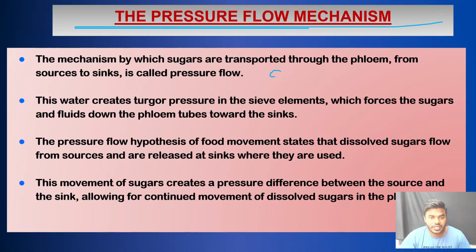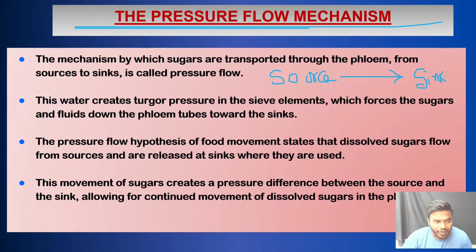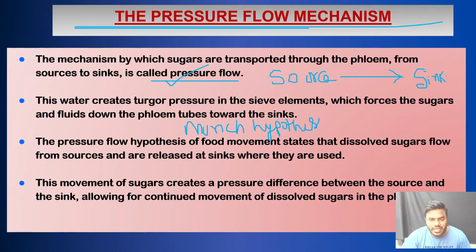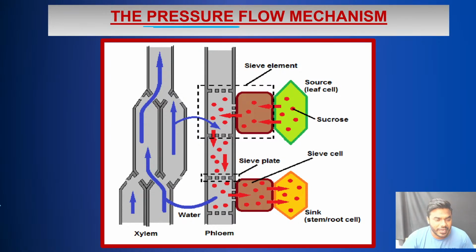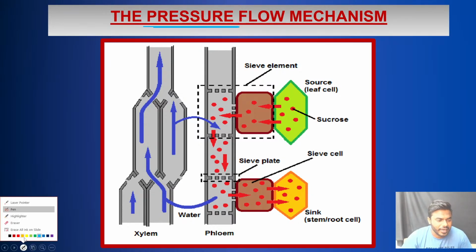In a simple way, friends, the sugars start moving from the source to the sink. Once again, listen. Sugars are moving from the source to the sink via pressure. That's why we call it the pressure flow mechanism. It was explained by a plant physiologist called Ernest Munch. That's why we can also call it the Munch hypothesis or bulk flow hypothesis. All the names are the same. Now let me explain it elaborately. Just pay utmost attention.